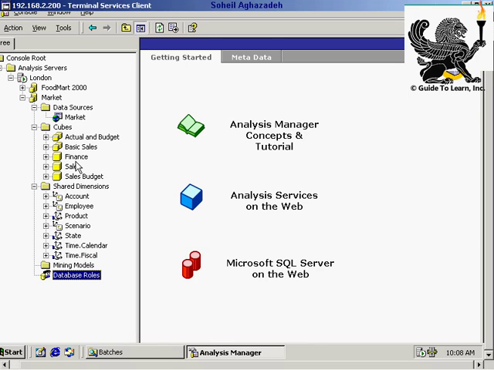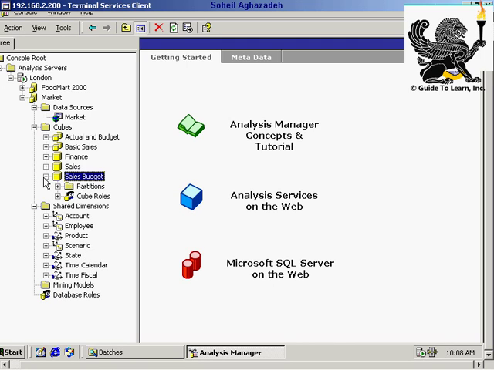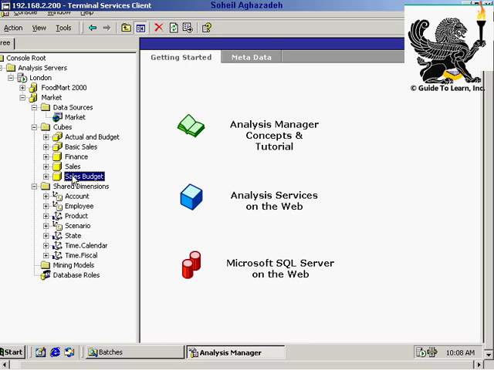I'd like to introduce these cubes to you. You have the sales cube, which we are going to use throughout most of the chapters in this class. We have the sales budget, which is the cube that we are working with mostly in chapter 8 of this class. Actual and budget is a virtual cube that combines the sales budget as well as the sales cube. Again, we are using that in chapter 8 as well. So these two are the primary focus for chapter 8, or our case study. We are going to deal with that.